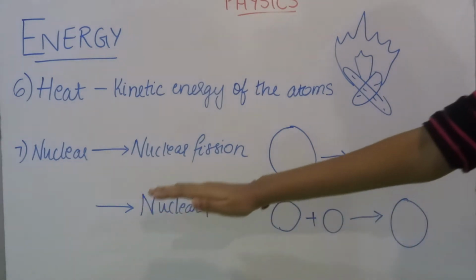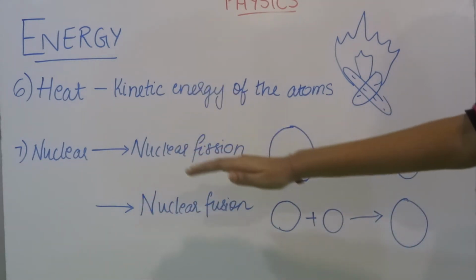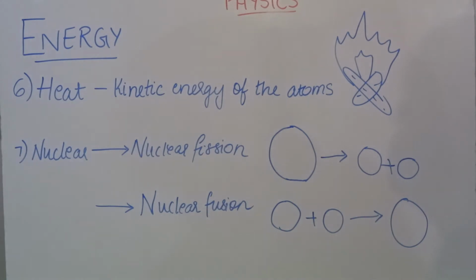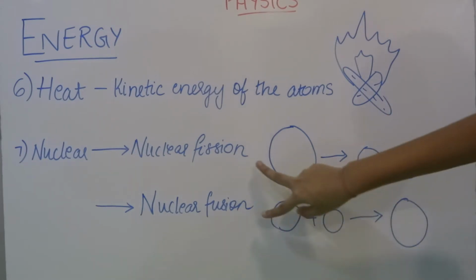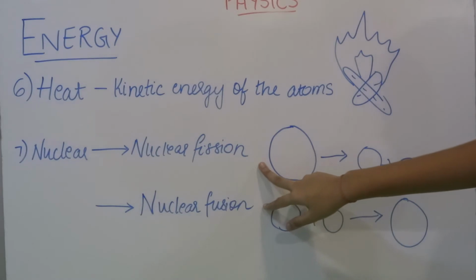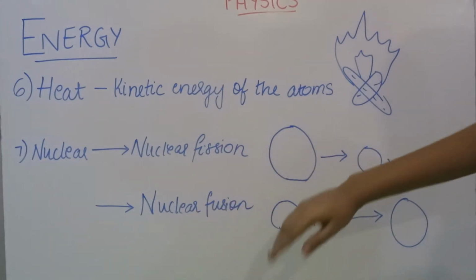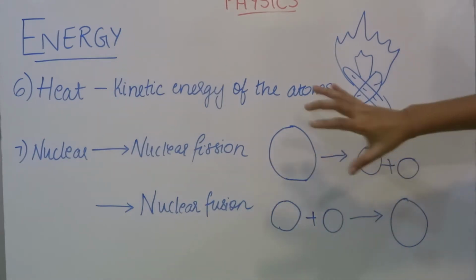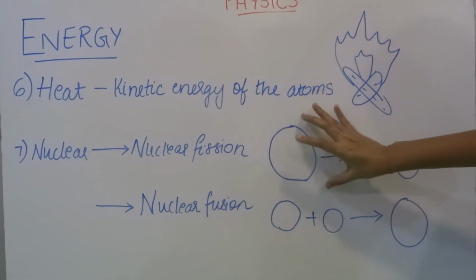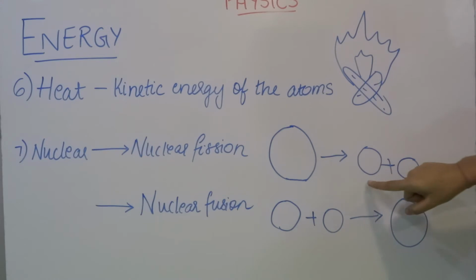Last, we have nuclear energy. Nuclear energy is produced when energy is released from the nuclei of an atom. Now the nucleus has protons and neutrons. There are 2 ways in which you release nuclear energy. First is nuclear fission and next is nuclear fusion. Nuclear fission is when a large nucleus of an atom breaks down to form 2 small nuclei of other atoms.